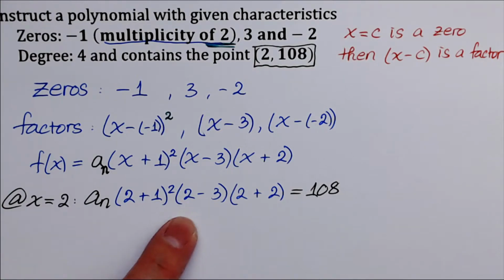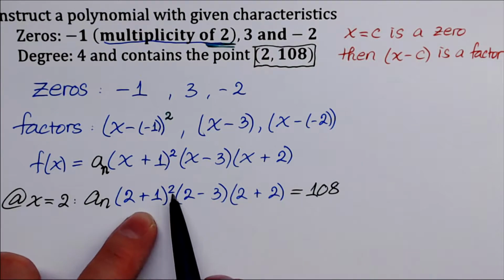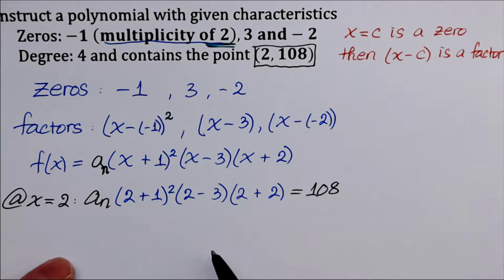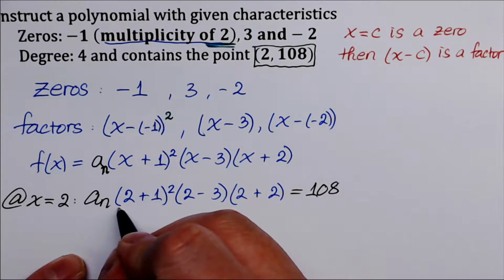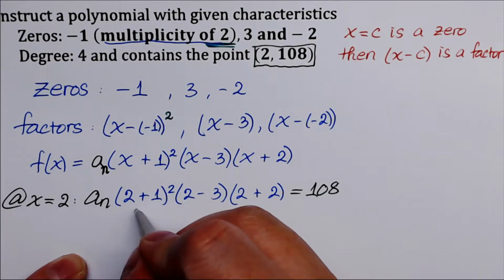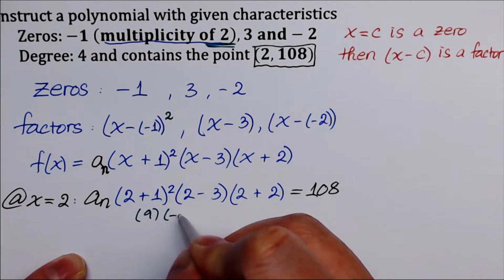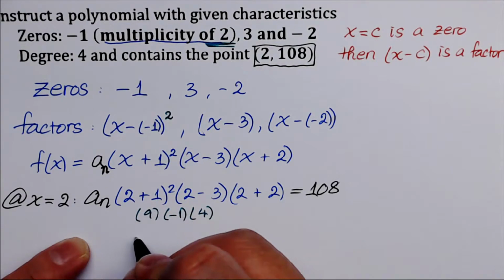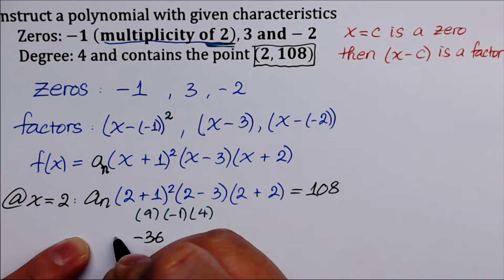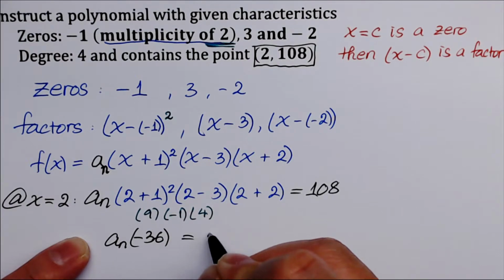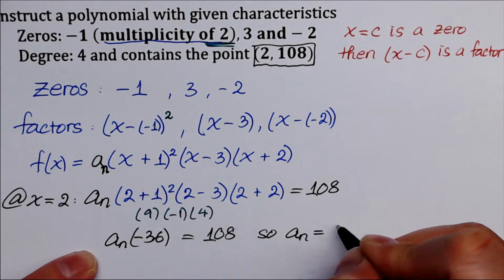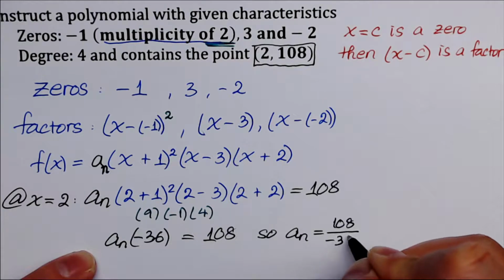And then when we multiply it out, that will be 3 squared will be 9 times 4, 36, negative 36. So I just write here, so this will be 9, negative 1, and 4. So altogether we will have negative 36 a sub n times that equal to 108. So a sub n is 108 divided by negative 36, which will be negative 3.